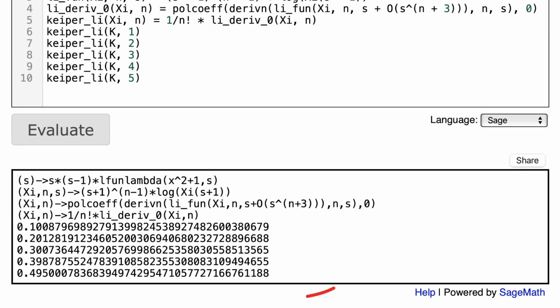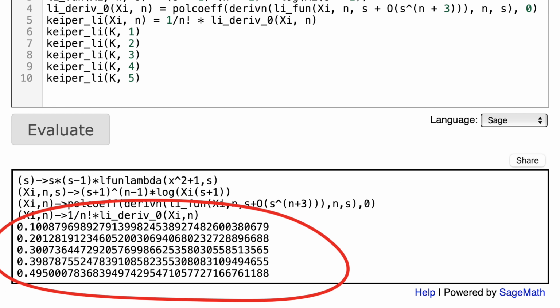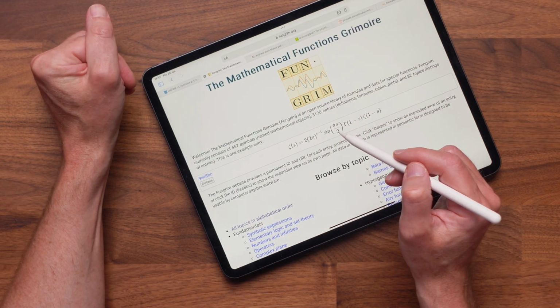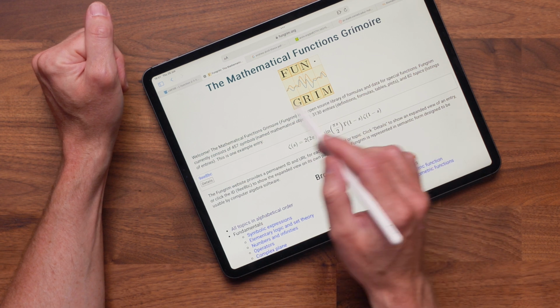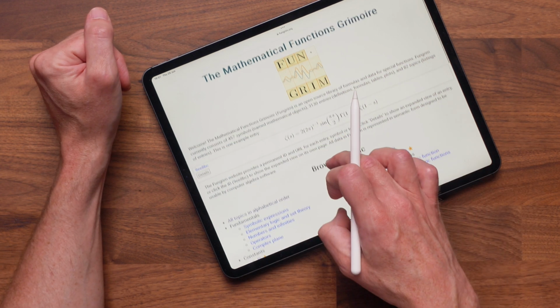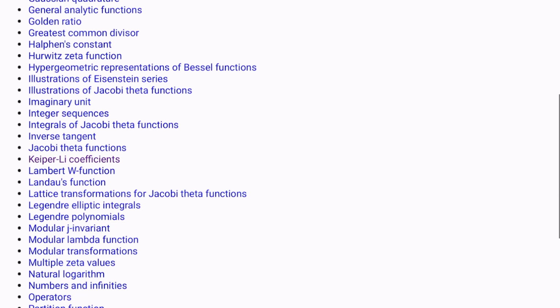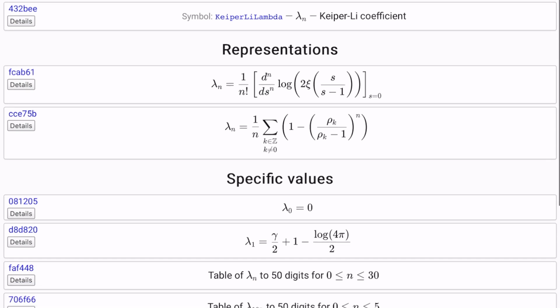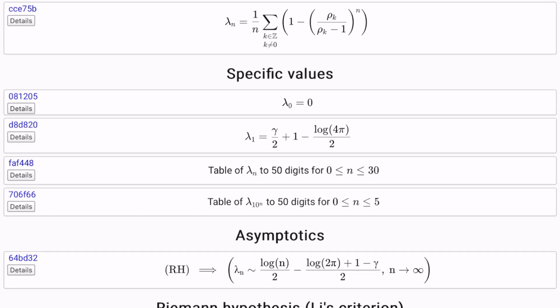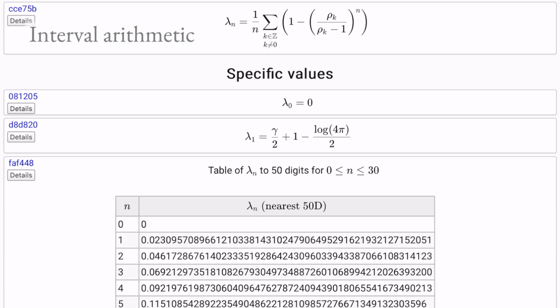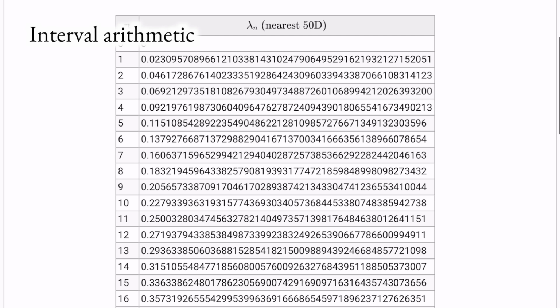Just 3 comments. These numbers are genuinely hard to compute numerically if you go to higher values of n, and you also want high precision. One really cool project is the Fungrim project led by Fredrik Johansson. And here you can find tables with 50 correct digits for some selected Keiper-Li coefficients of the Riemann zeta function. And this was achieved not with floating point arithmetic in the computer, but interval arithmetic, which guarantees a given precision.